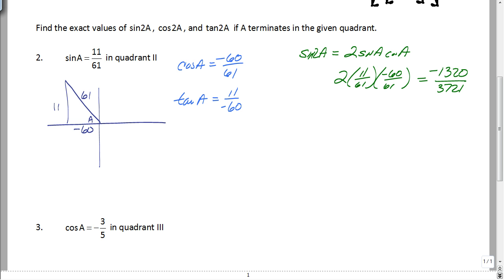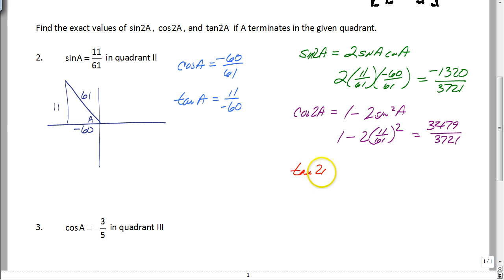So now we have to go find the cosine of 2a. So the cosine of 2a, you can use any one of the formulas. It doesn't matter which one you want to pick. So I'm going to use the 1 minus 2 sine squared a. And that's just as easy as typing in your calculator again. 1 minus 2, and then we know that the sine of a is 11 over 61. So that's 11 over 61 squared. Type that in your calculator, change it to a fraction, and you get 3,479 all over 3,721.